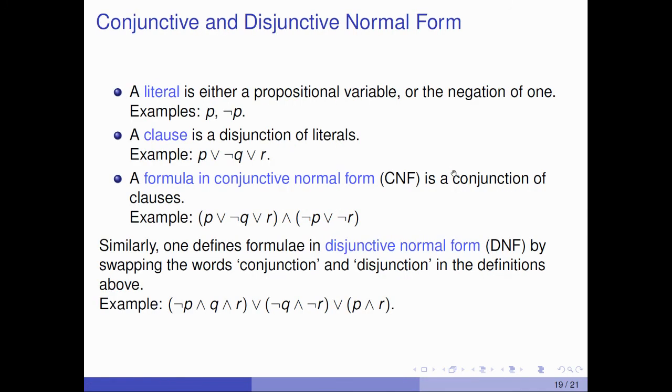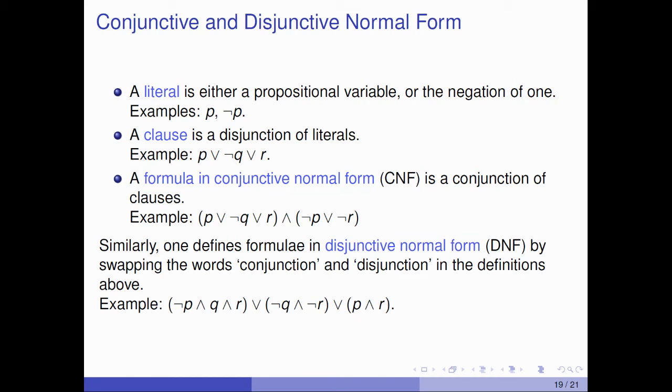Okay, let's proceed. You have conjunctive and disjunctive normal form. This is really very important, especially when you will be learning computer science subjects, right? First is a literal. A literal is either a propositional variable or the negation of one.